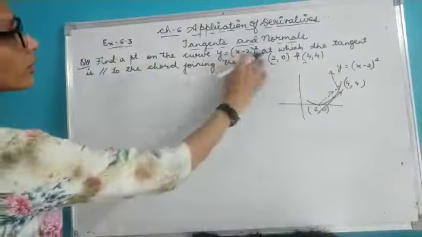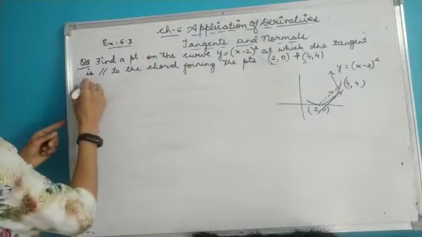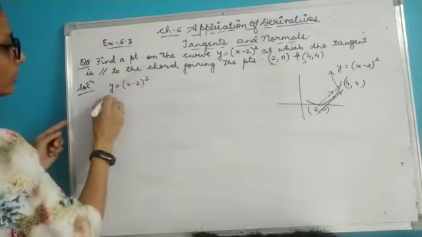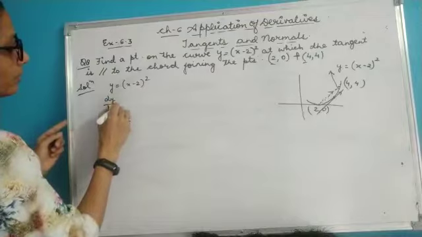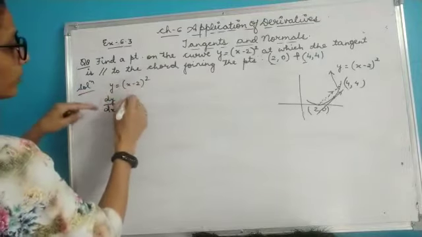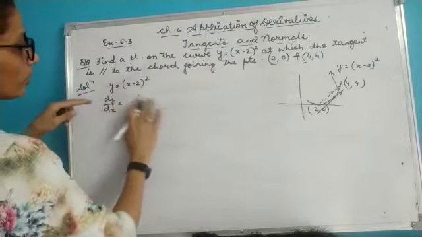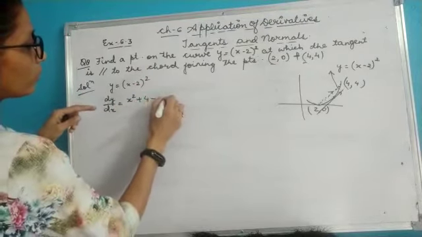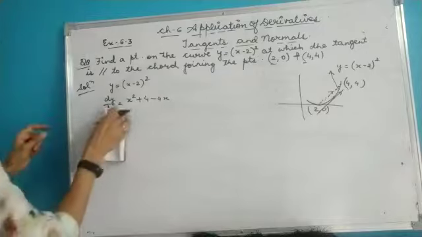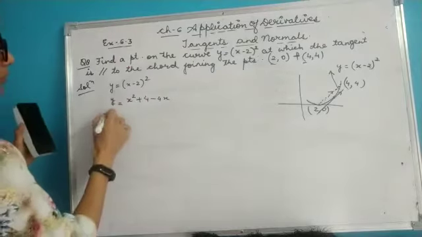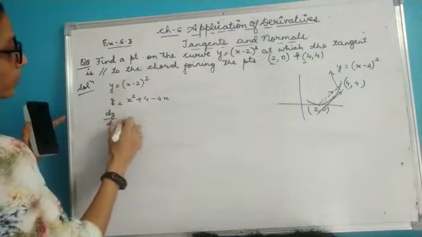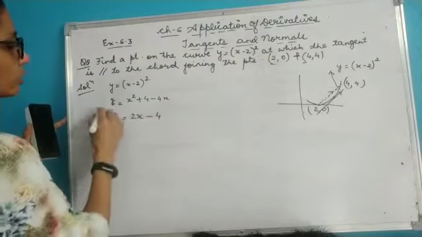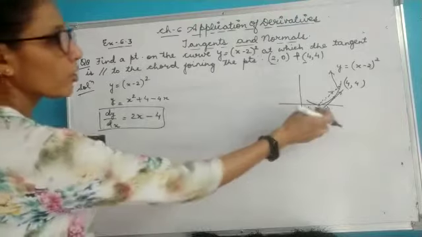Since your curve is given as y equal to x minus 2 whole square, I can simply open it: x square plus 4 minus 4x. So this is y. Now let's find dy by dx. This will be 2x minus 4. So this is your dy by dx, the slope of the tangent line.